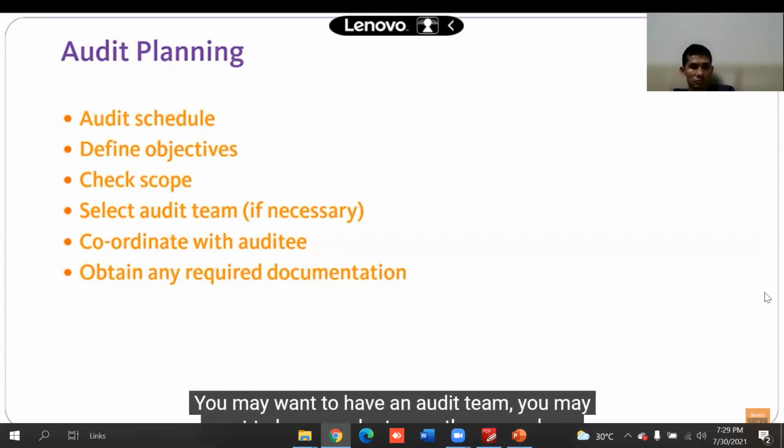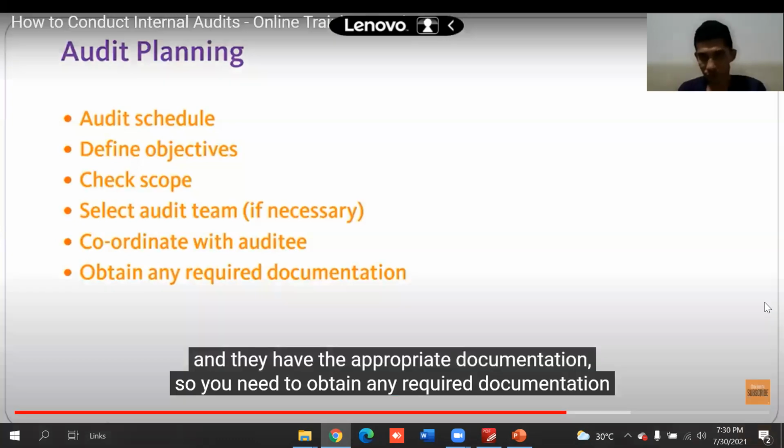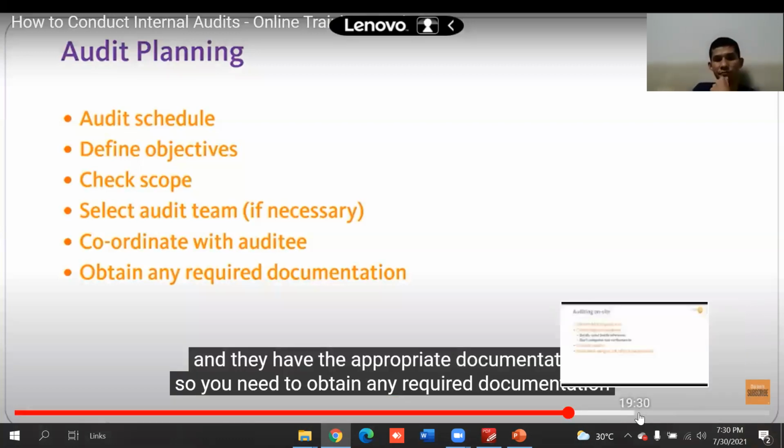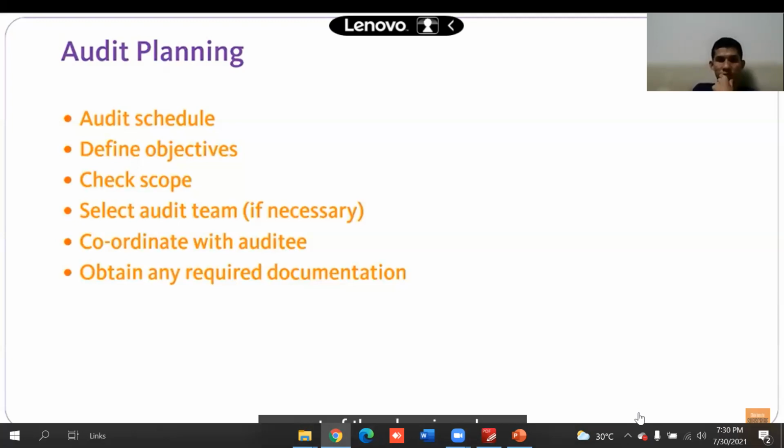You may want to have an audit team, maybe 2 or 3 people, and they may be technical advisors if you're lacking some of that expert knowledge to be able to understand some of the technical detail that you may be looking at. Also, in that audit planning, you want to coordinate with the audit team, make sure that they're available on site and that they can answer any of your questions, and they have the appropriate documentation. So you need to obtain any required documentation as part of the planning phase.